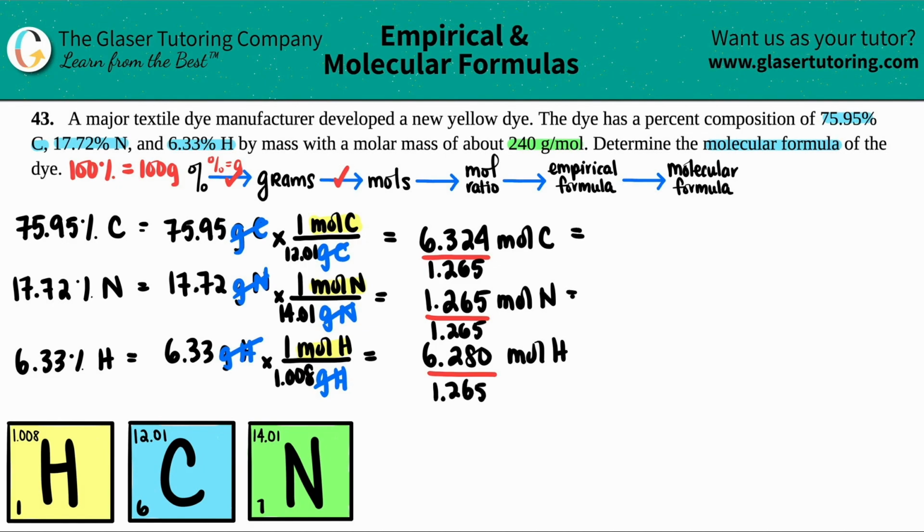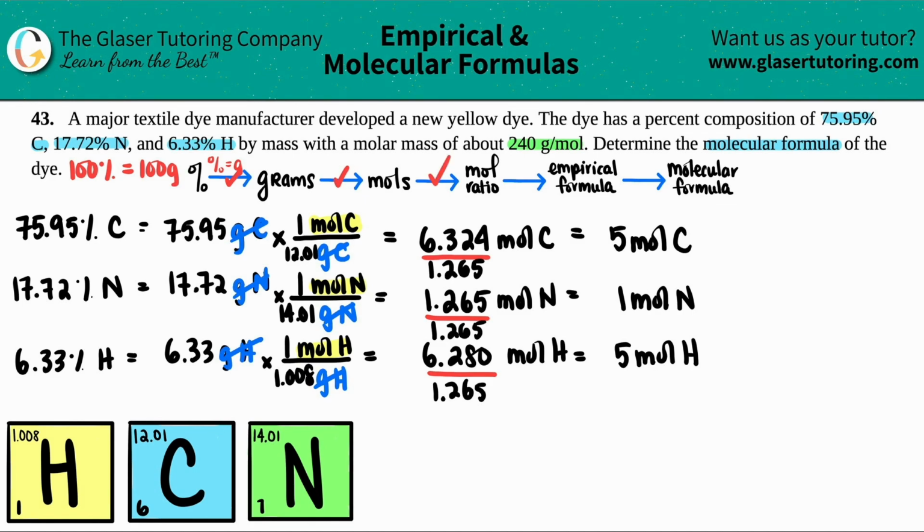Now at this stage of the game, if you can, round the number to a whole number. So for example, 6.324 divided by 1.265, I get 4.999. That can be rounded to 5 moles of carbon. The second one is going to just be 1 mole of nitrogen. And then 6.280 divided by 1.265, I get 4.96, which can be rounded to 5 moles of hydrogen. So we are good here.